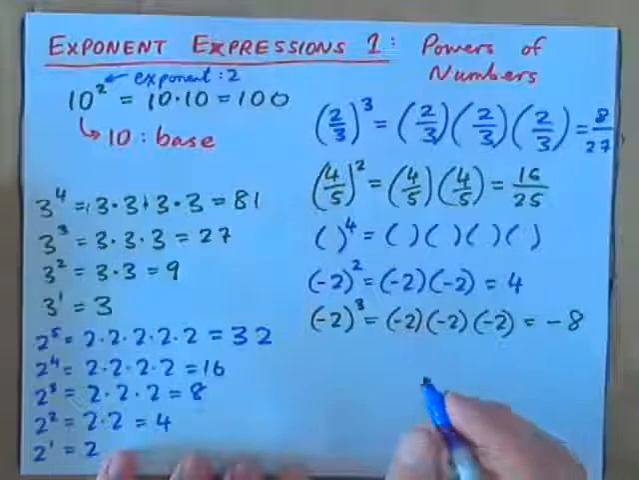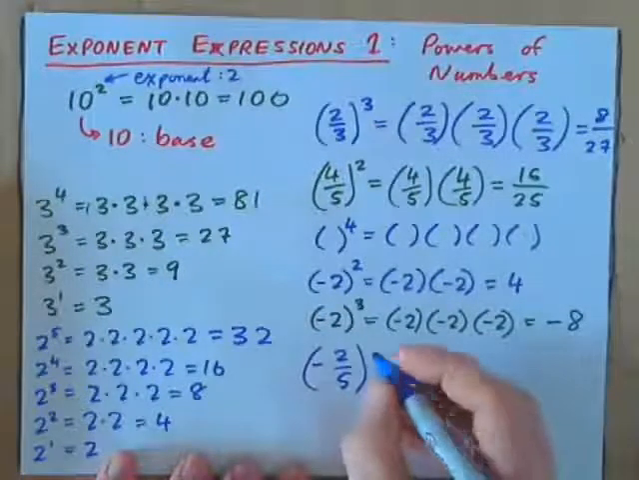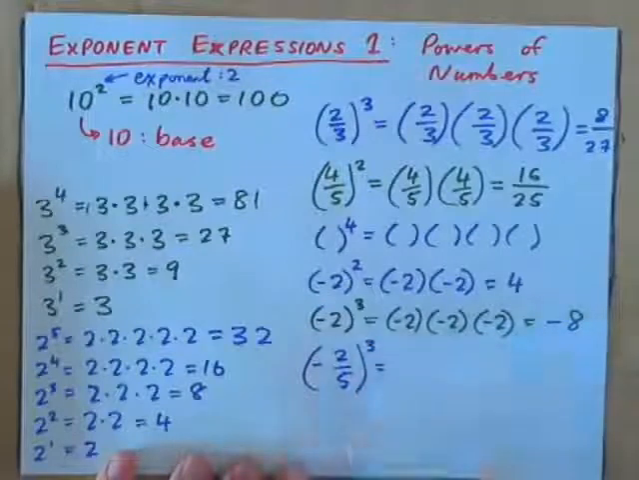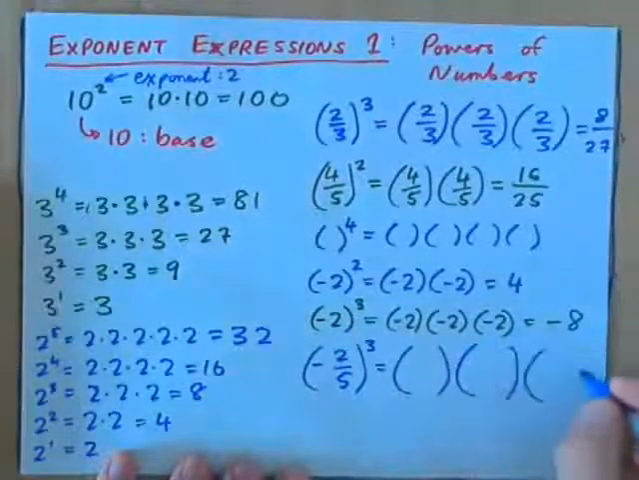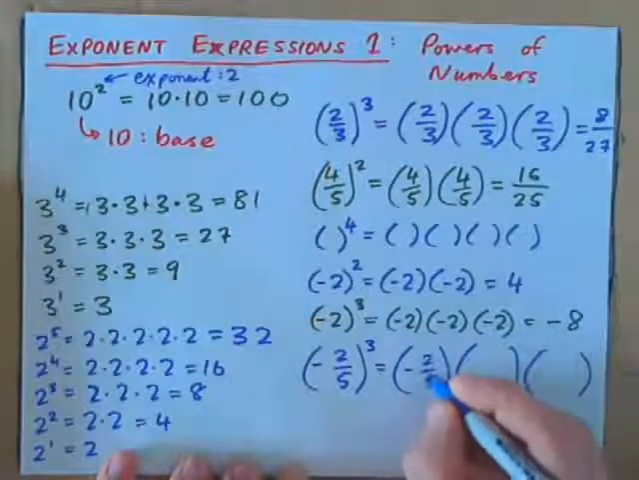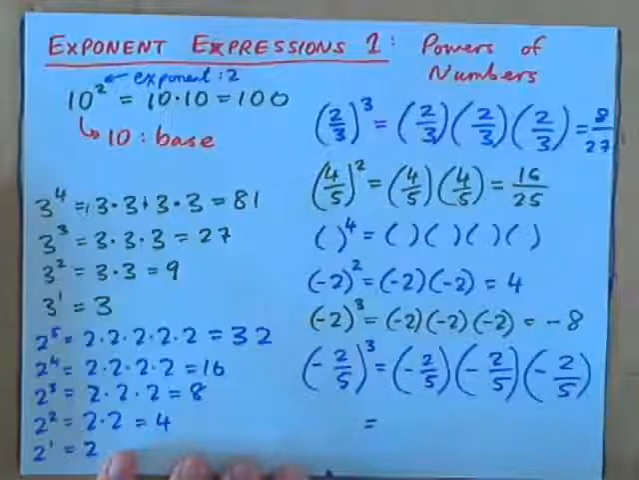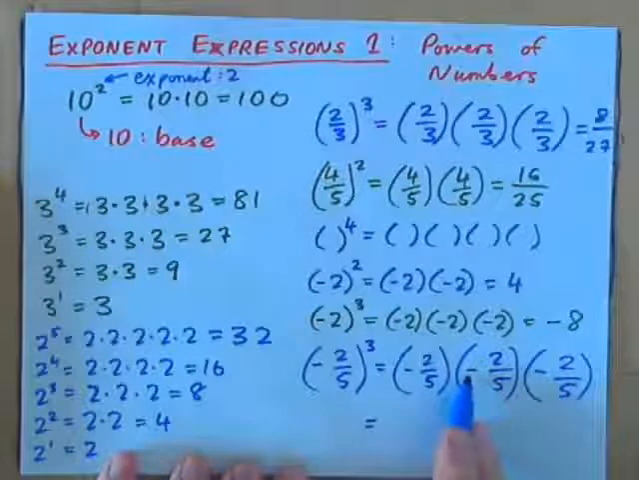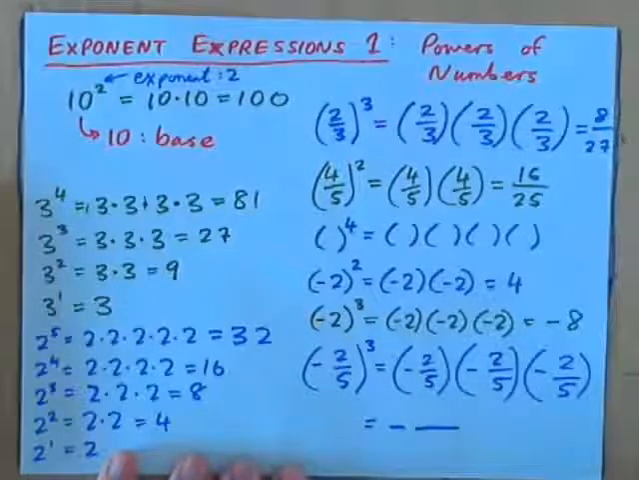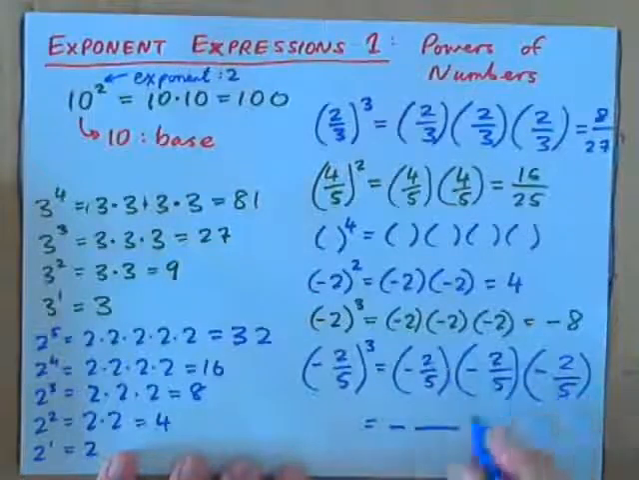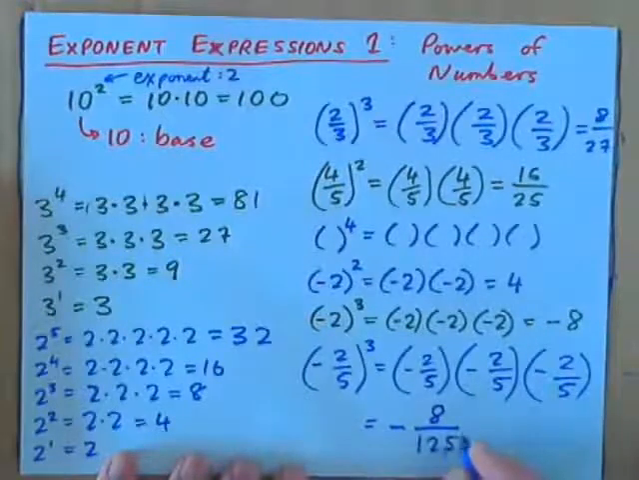So what if we had, for example, negative 2 fifths in parentheses cubed? Well, the cube is touching the parentheses, so it's parentheses times parentheses again, right? It's negative 2 fifths times negative 2 fifths times negative 2 fifths, right? And you know what? We could calculate the sign right away. Negative times negative is positive. Positive times negative, the sign is negative. So write down the sign. Then write the fraction bar. There's the fraction bar. Now do the tops. 2 times 2 is 4, times 2 is 8. Do the bottoms. 5 times 5, 25, times 5 again, 125, right?